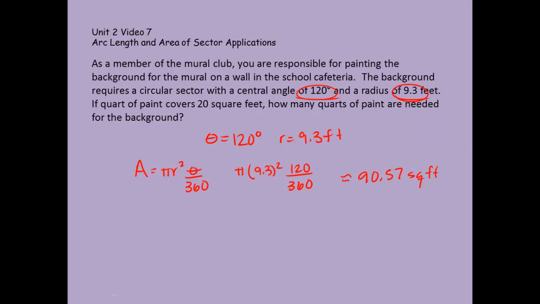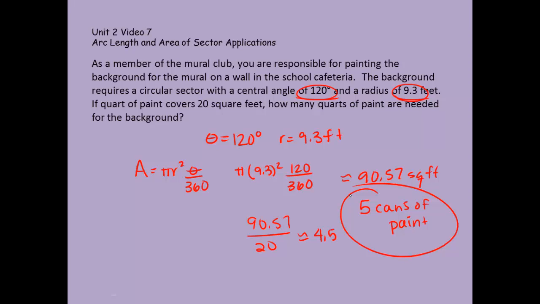If each quart of paint covers 20 square feet, I would need to buy 5 cans of paint. I got that from dividing 90.57 by 20, which leaves me with 4.5, and since I can't buy half a can of paint, I'll have to buy the 5th can.